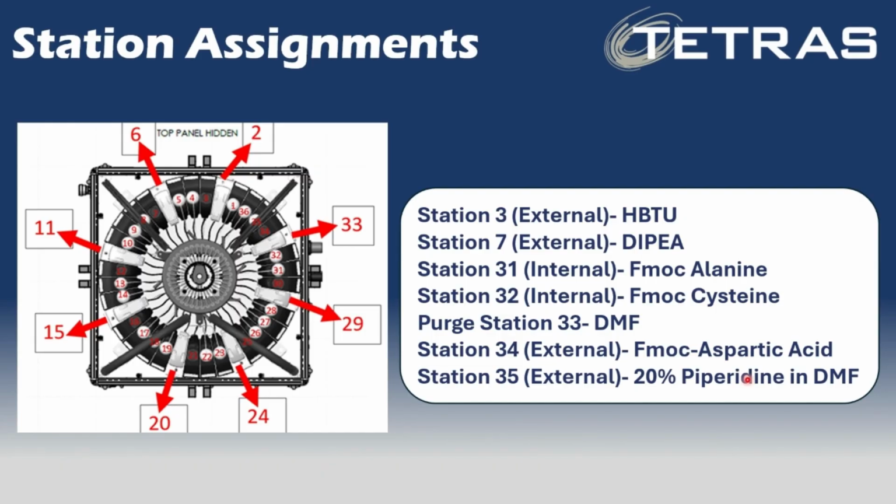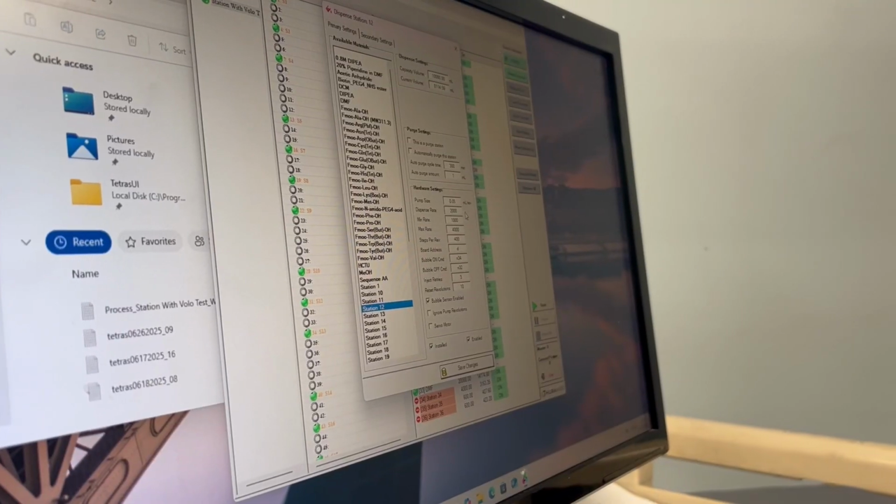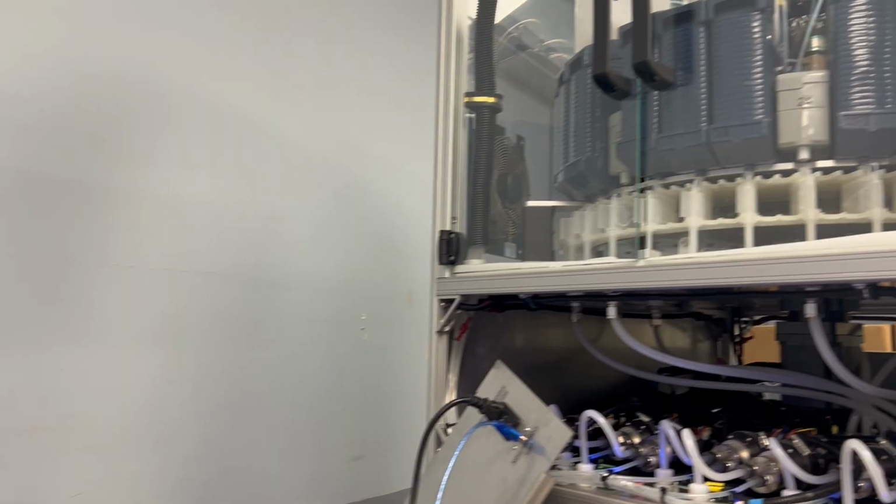Here's our station setup for this demo. Our external stations, which you can see here, will be used for HBTU, DIPEA, aspartic acid, and 20% piperidine in DMF. These are common enough that most of our users will source these externally. Our purge station, 33, which you can see here, will be used for DMF as well as purging at the end of the synthesis, and stations 31 and 32 will be sourced internally, and they will be using alanine and cysteine. With the layout and protocol in mind, let's move on to Tetris UI, pop the hood, and give you a quick tour of the software.